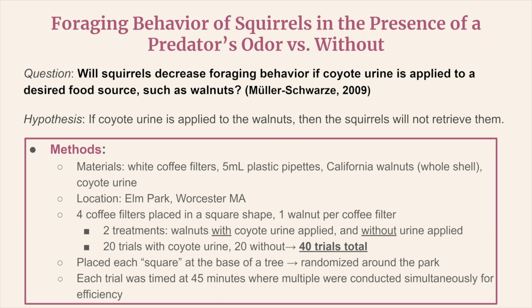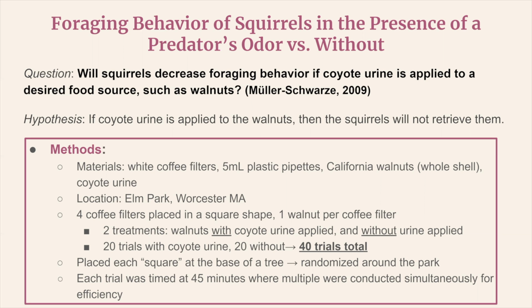My methods are listed below, and I used white coffee filters, a 5 milliliter plastic pipette, California walnuts that were whole shell that I had purchased from Amazon, as well as coyote urine, which was generously provided by Professor Mathis. Our location was Elm Park, located in Worcester, Mass., as most of us have heard of it, since it's not too far from Clark. In terms of duration, I visited Elm Park a total of 4 times.